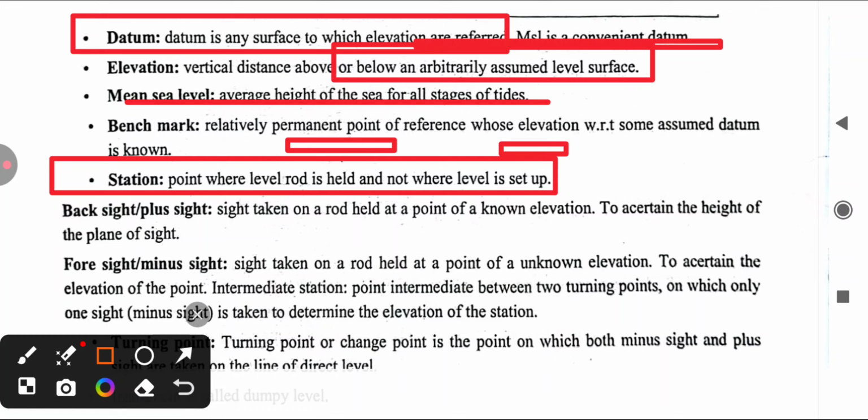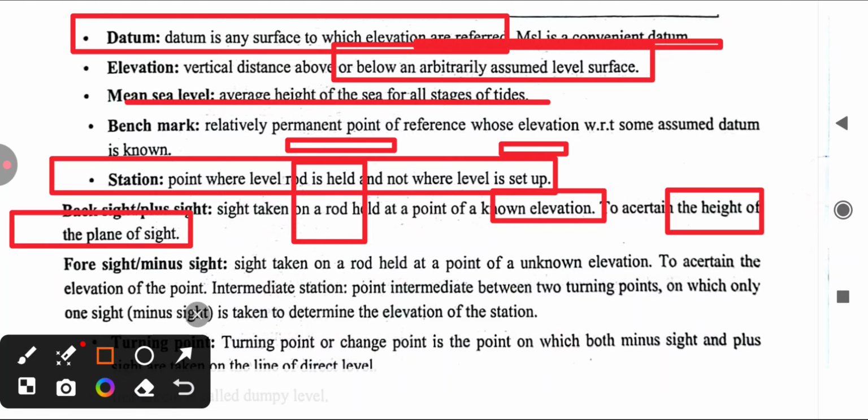is a sight taken on a rod held at a point of known elevation to ascertain the height of the plane of sight. Foresight, minus sight, is a sight taken on a rod held at a point of unknown elevation to ascertain the elevation of the point.